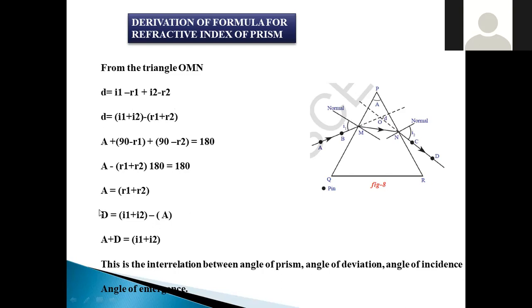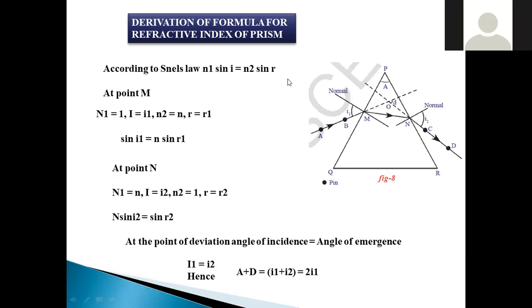So this A can be taken to the left-hand side. A plus D is equal to I1 plus I2, right? This is the interrelation between the angle of prism. A stands for angle of prism, D stands for angle of deviation, I1 stands for angle of incident light, I2 stands for angle of emergent light. This equation gives all four angles which are present in the prism, right?